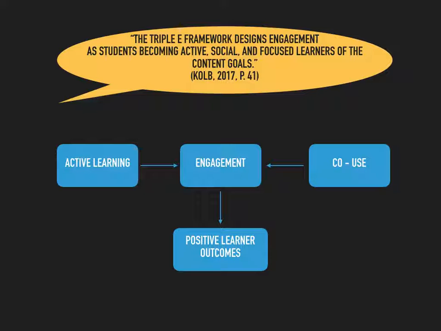So I pulled a quote from the book here that I thought was really important because it defines for us what the Triple E framework is looking at in terms of engagement. So the Triple E framework defines engagement as students becoming active, social, and focused learners of the content goals. So again, what's that primary focus? The content goals.